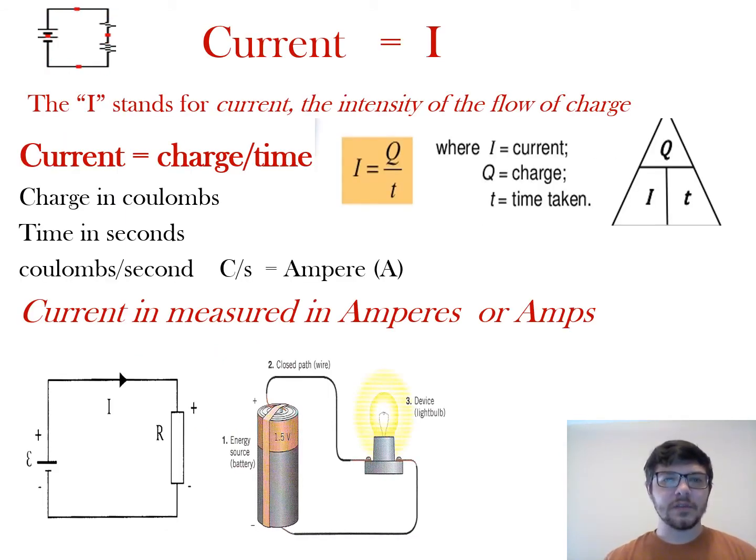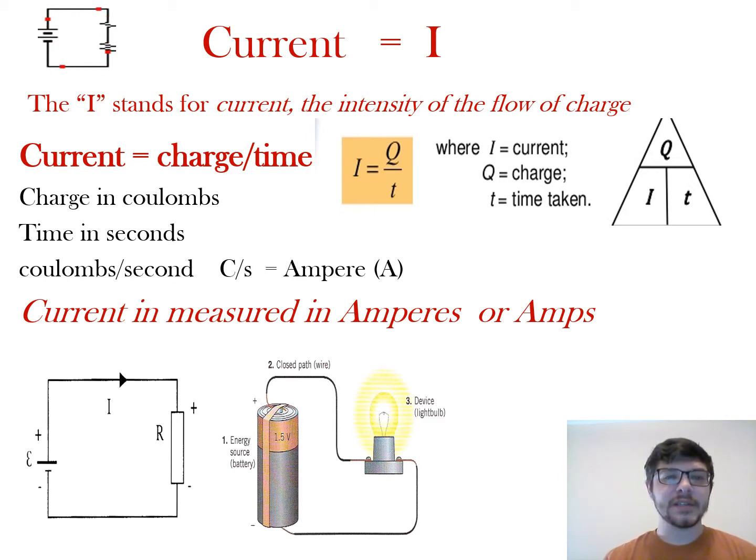So current, which the symbol in physics for current is I, is the intensity of the flow charge. So current is your charge over time. If you remember, charge was previously shown by the letter Q and is measured in coulombs. So sometimes you might have a question that gives it to you in microcoulombs or something. Don't forget to convert it to just coulombs.